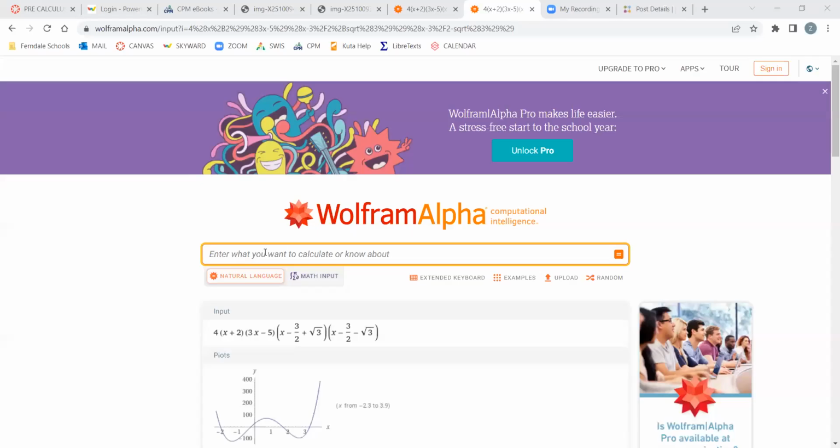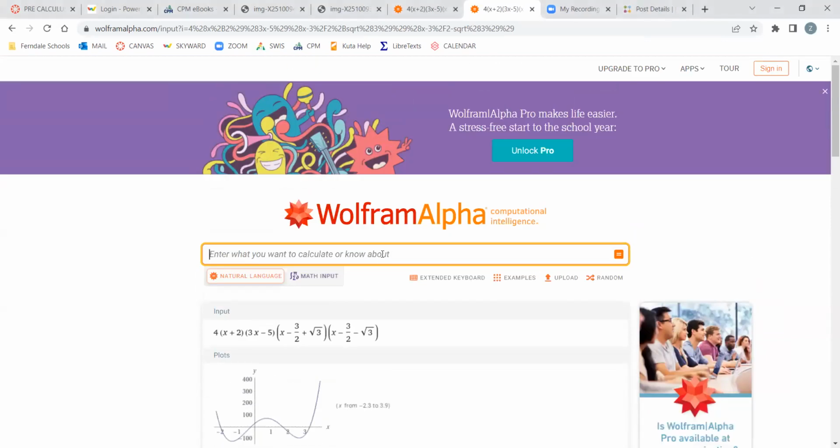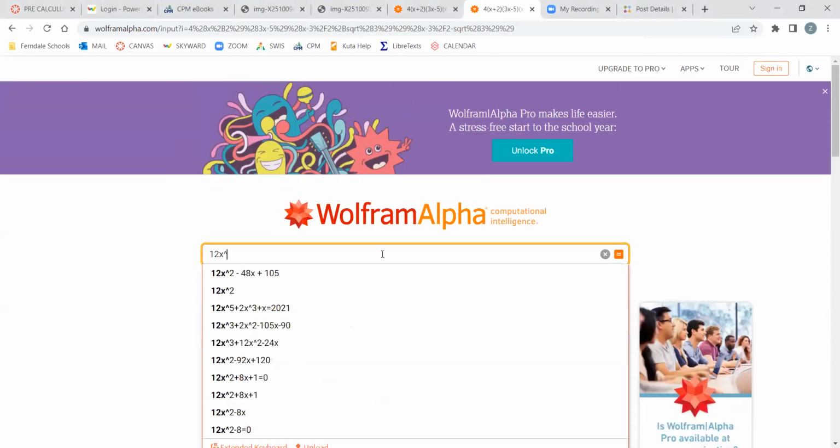All right, share screen. All right, so it's Wolfram Alpha. Do a web search for Wolfram Alpha. It's wolframalpha.com. This is going to be your saving grace for college level math, folks. You want to write this down. This thing is awesome. It does stuff that I don't even understand. But I can type any polynomial I want in here. So let's just type in the one that we just did.